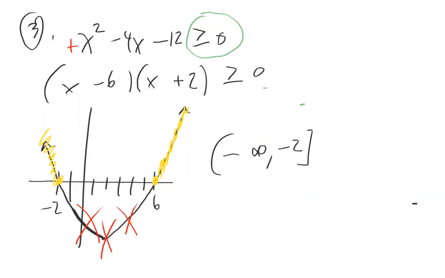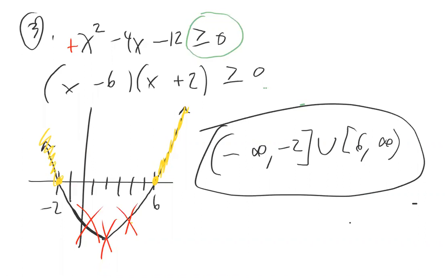And then there's a gap, so put a union. Then it touches 6, so put another bracket. Then it goes to infinity. So there we go. That's the solution to this problem. And you can actually just look at the picture to find the solution to it, because your question already shows you the picture. All right, now, number 4.